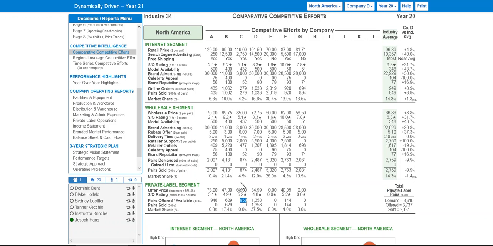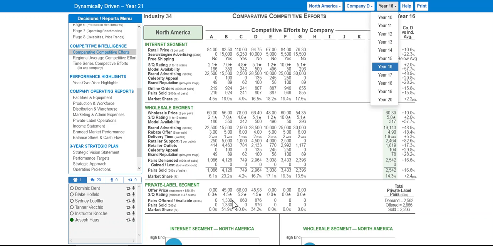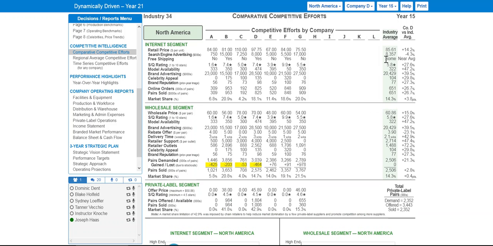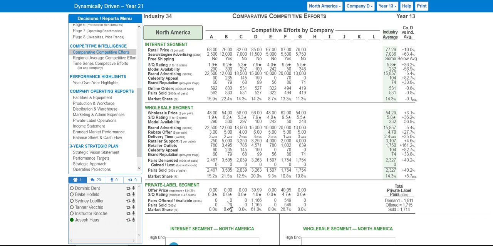You can go back through the years and see that. In fact, Team B actually didn't get into private label until recently. If I go to year 16, looks like they did. They got in there at year 16. Let's see, year 13. Year 13, you see Team F get in on it, but no one else is getting in on private label. So it wasn't until the middle of the game that some of these teams started jumping on board.